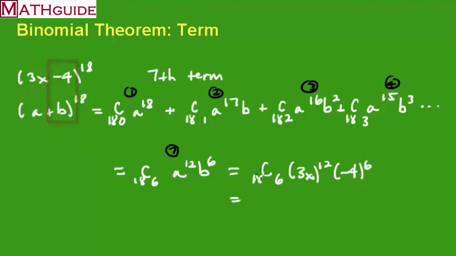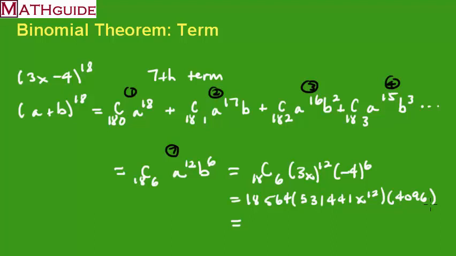I'm going to throw this value into a calculator. Okay, let's see. So this number does turn out to be big. It turns out to be 18564. I'm going to put 3x to the 12th power. So that's going to also be a large number. 531,441 x to the 12th. I'm going to put -4 to the 6th power. Another large number. 4096. This is huge. Yep, this turns out to be a ridiculously large number.